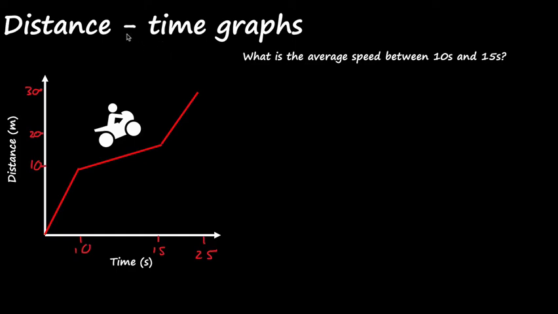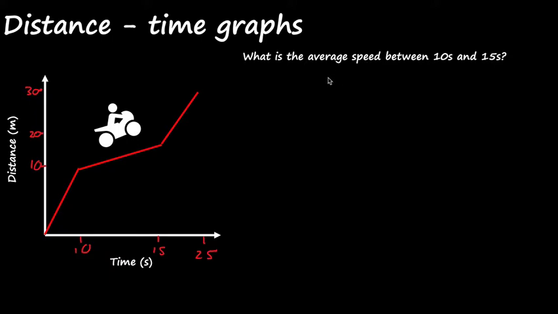So now we're going to be looking at distance time graphs. You should have seen these before, where distance is plotted on the y-axis and time is plotted on the x-axis. Basically what this shows, in this scenario, is the distance travelled by this quad bike in a set period of time. So the question is going to ask us, what is the average speed between 10 seconds and 15 seconds?